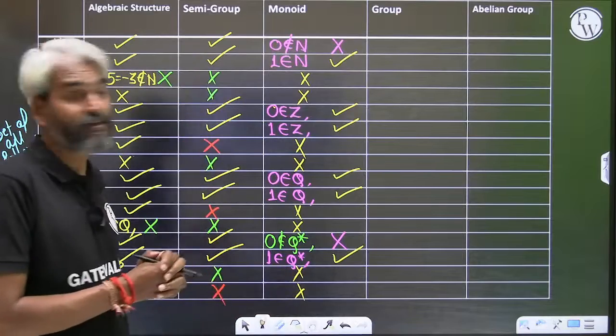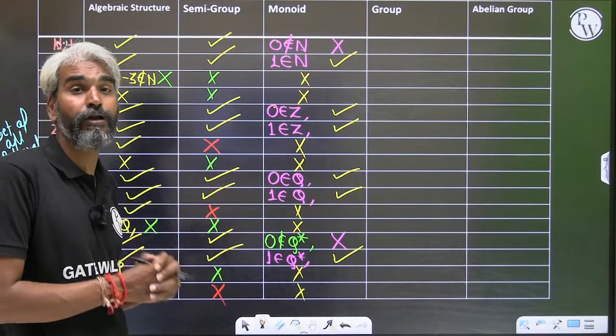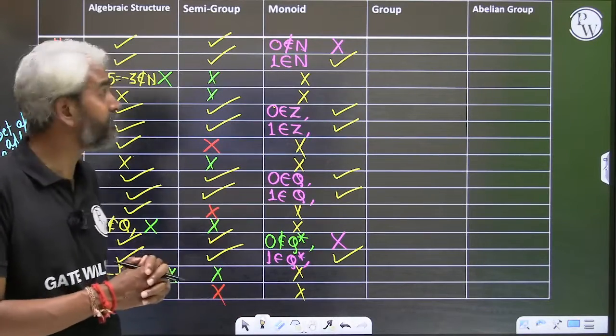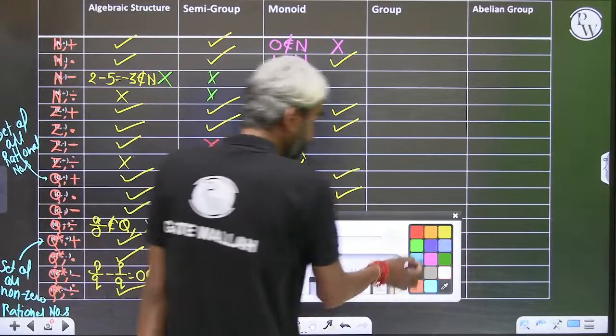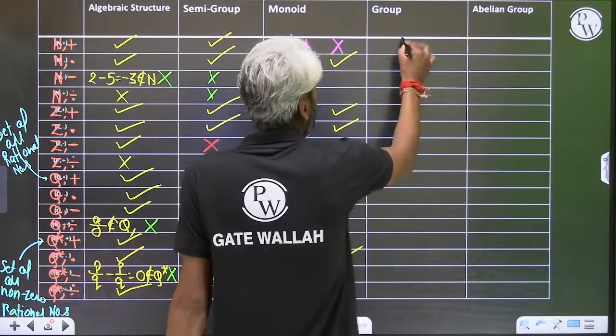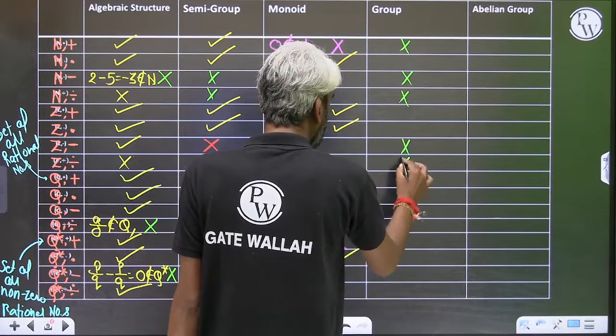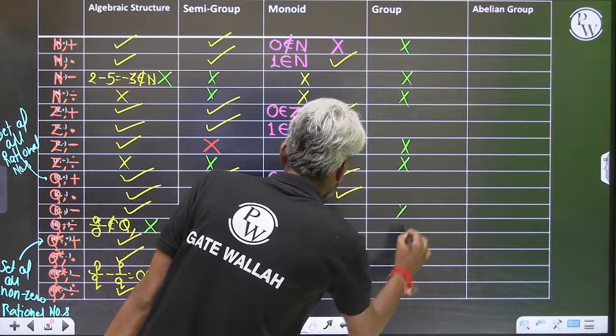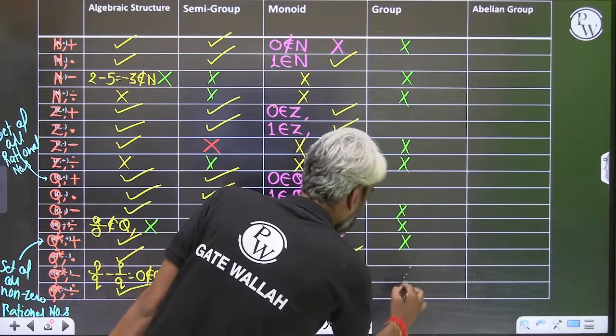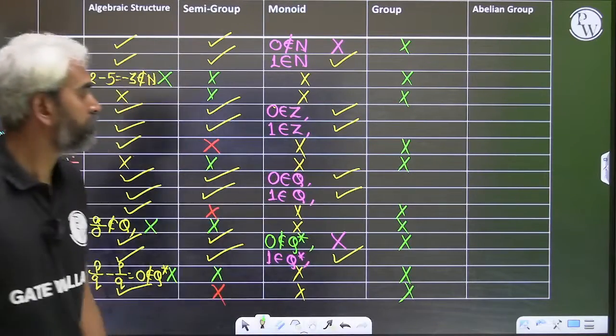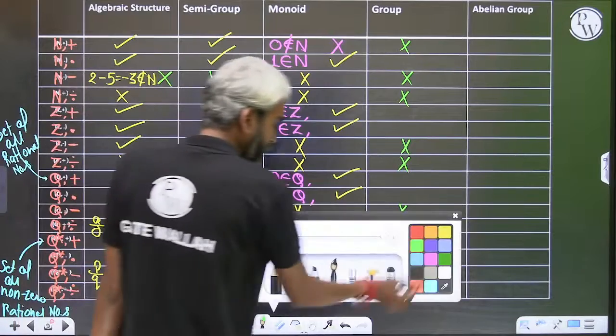If we are interested in the group, then inverse should be present for every element of the set within the set itself. So anyway, these sets which are not monoid with respect to binary operation can never become group. Now let's talk about remaining sets.